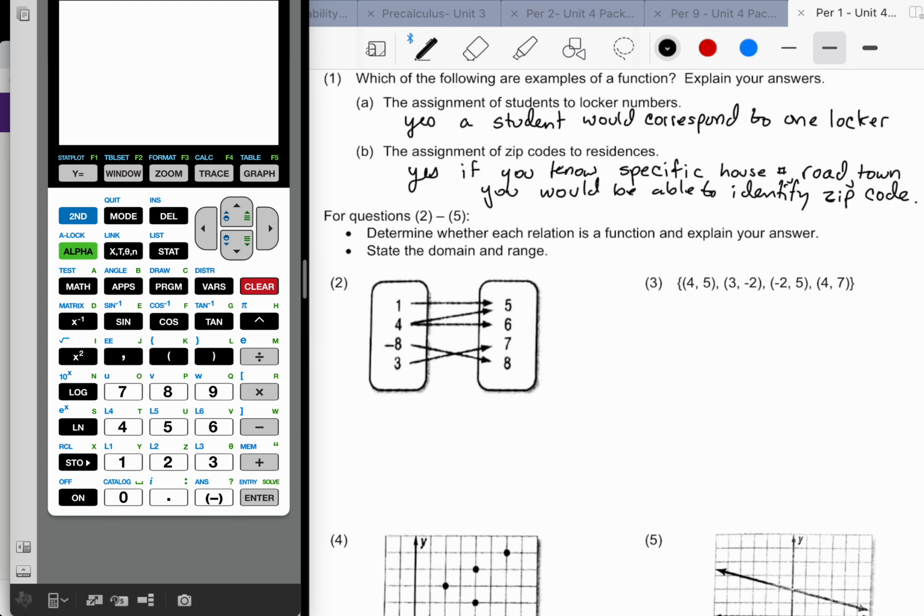Determine whether each relation is a function and explain your answer. You're just looking to see if any x corresponds to multiple y's. All right, 4 gives a 5, but it also gives a 6. So this is not a function.